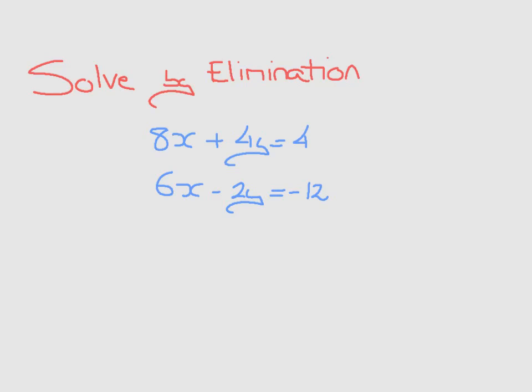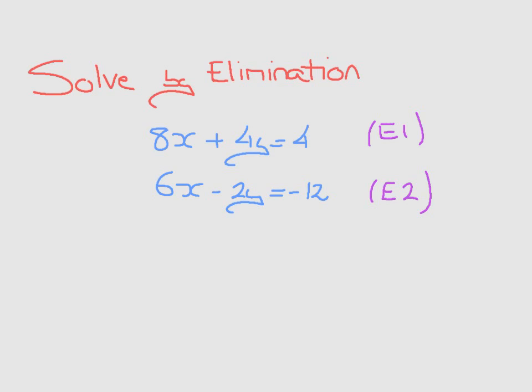To solve this pair of simultaneous equations by elimination, the first thing we do is label these equations. So I'll call this first one E1 and the second one E2. Now, looking at these two equations, what we want is to have as many x's or as many y's in both of these equations. Now we can see in the first equation we have 8 x's, and in the second we have 6 x's. Similarly, in the first we have 4 y's, and in the second we have 2 y's.